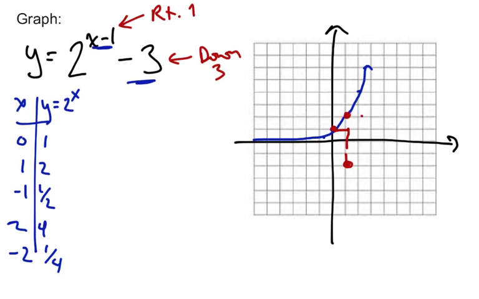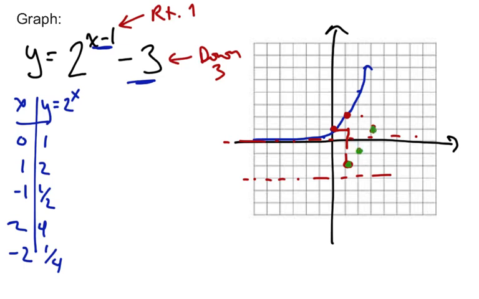Go to the right 1 and down 3. And notice we used to have this asymptote right here that was the x-axis. Now it's going to go to the right 1 and down 3. It'll be down here. And so here, let me highlight these points a little bit more.